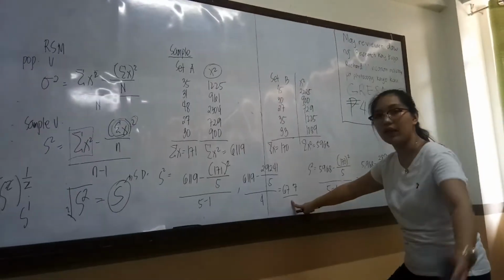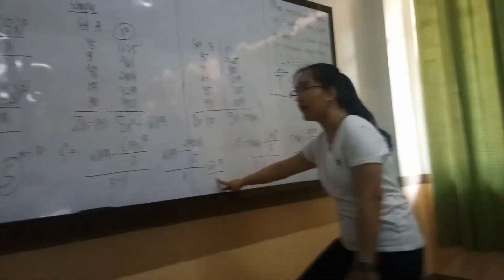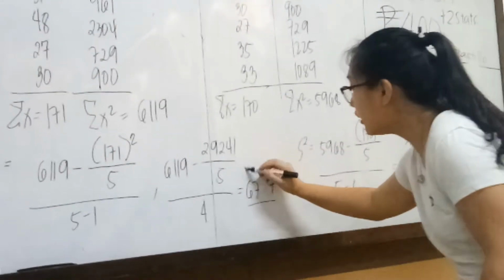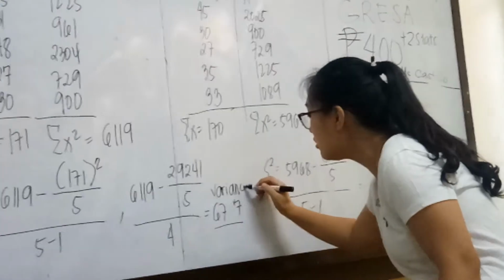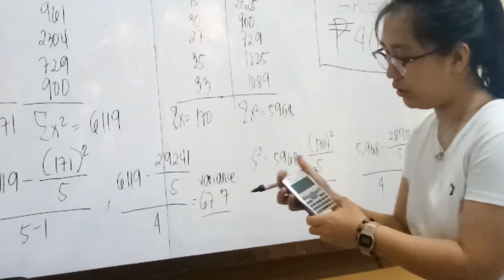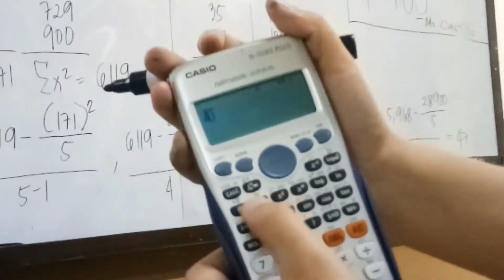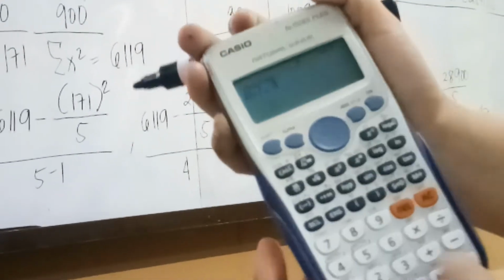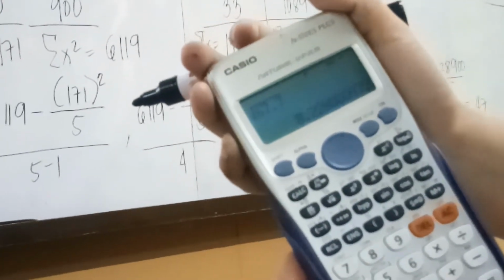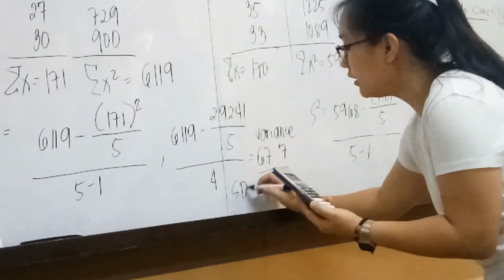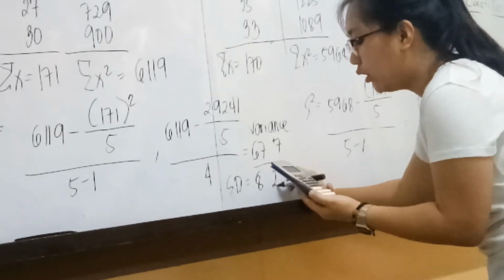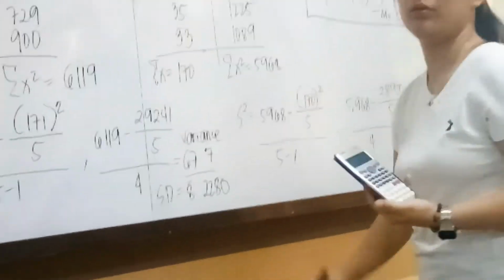Now, paano natin kukunin yung standard deviation? Since meron na tayong variance, paano natin kukunin ang standard deviation ulit? Kunin lang natin yung square root. So, paano natin kukunin ang square root? Square root of 67.7. Yan, ganyan lang. Okay? 4 decimal values. So, the standard deviation of this data set is 8.2280. Yan. Ganon.